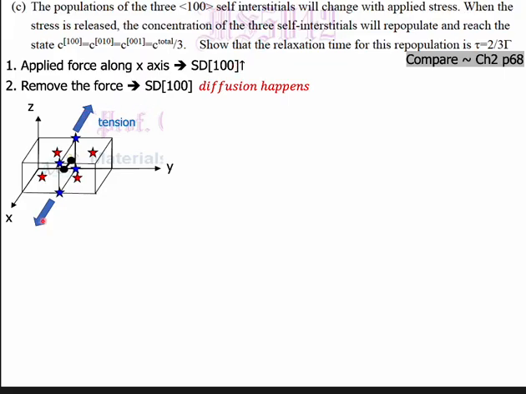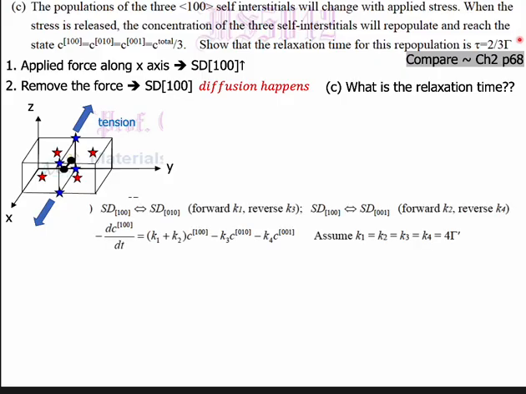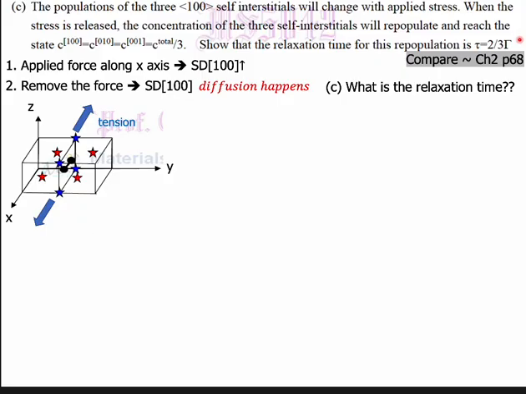But when I remove this force, the split dumbbell along 100, the atom will jump back, right? So diffusion will happen, and finally they will reach 1/3. So what is the relaxation time? Please show me that the repopulation time equals 2/3 times gamma. So first of all, we need to think about what really happens here.